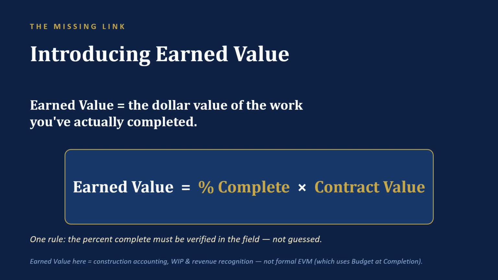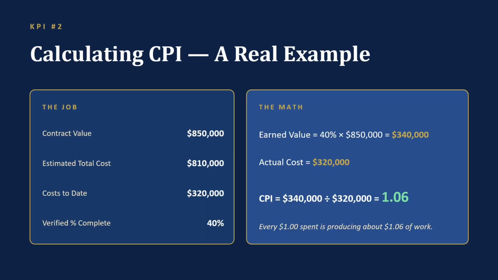Step 1, earned value. 40% of $850,000 is $340,000. That's the value of the work in place. Step 2, actual cost, $320,000. Step 3, CPI is earned value divided by actual cost. 340 divided by 320 comes out to 1.06.